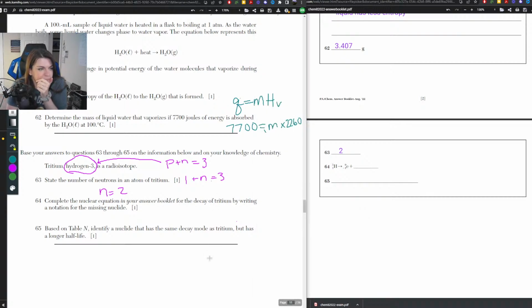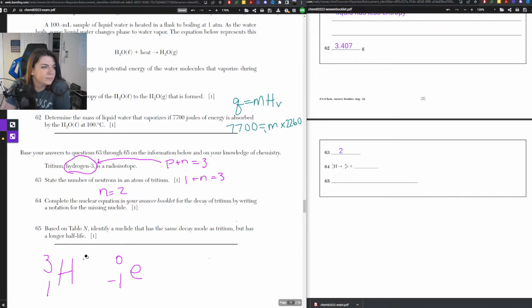Okay, it says complete the nuclear equation in your answer booklet for the decay of tritium by writing a notation for the missing nuclide. Okay, so I'm going to write it here so we have it nice and big. It's 3/1 H plus 0/-1 e. Whoops, that's not plus. That's yielding. Yields plus blank, okay? When we do this, we want to treat it like 2 little baby algebra problems.